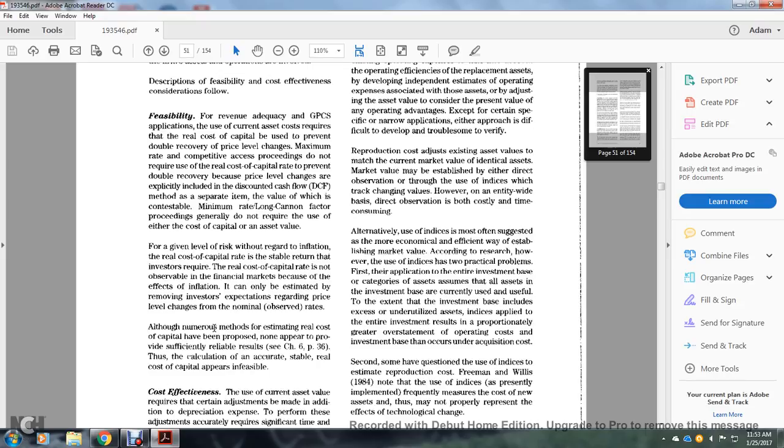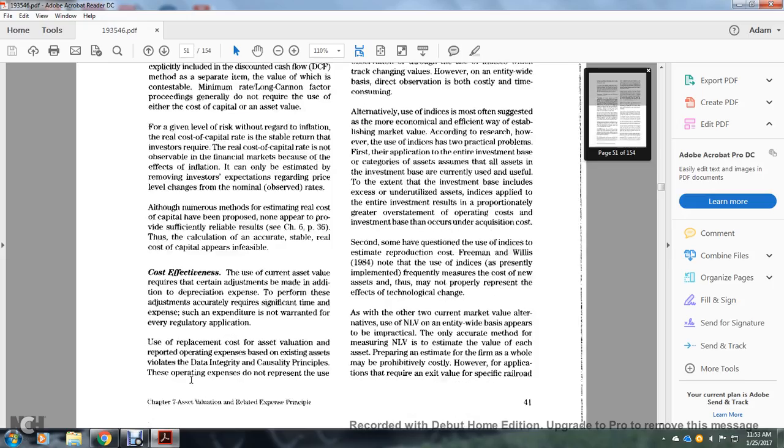Although numerous methods of estimating the real cost of capital have been proposed, none appear to provide sufficiently reliable results. Chapter 6, page 36. Thus, the calculation of an accurate, stable, real cost of capital appears infeasible.